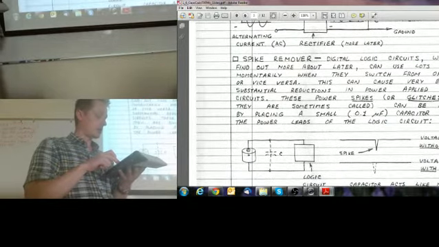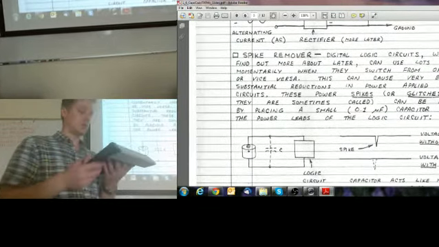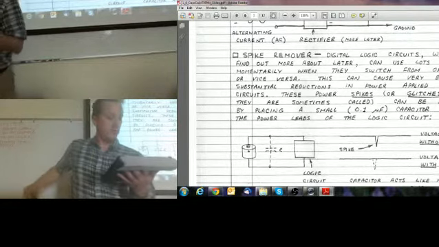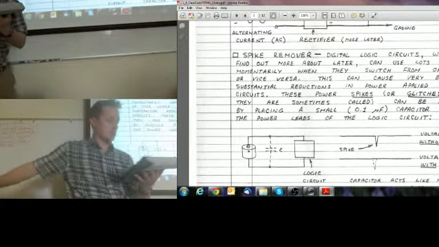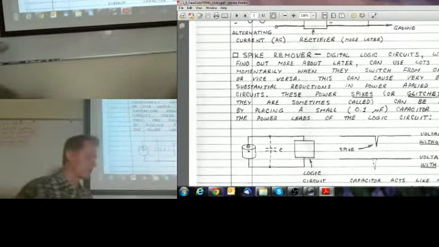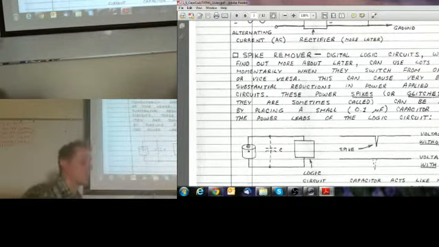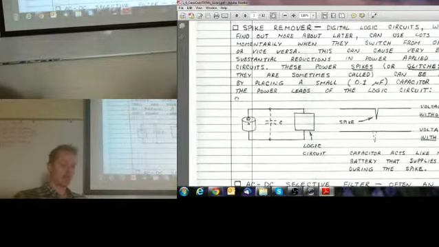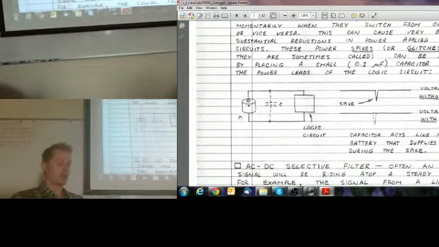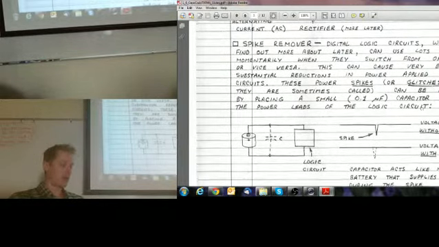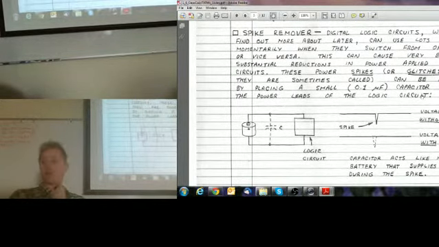Another application, a spike remover. Digital circuits, which we'll find out more about later, can use a lot of current. They can draw that current, and those current spikes can cause glitches in the voltage. And so we use capacitors to eliminate those spikes. When we use the capacitor in this manner, we're going to call it a decoupling capacitor.